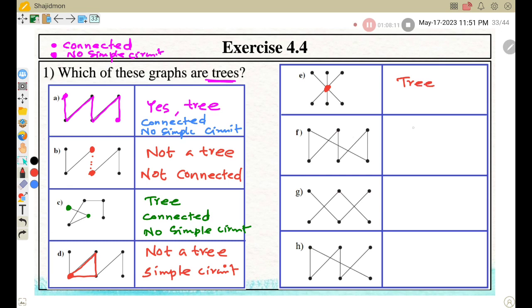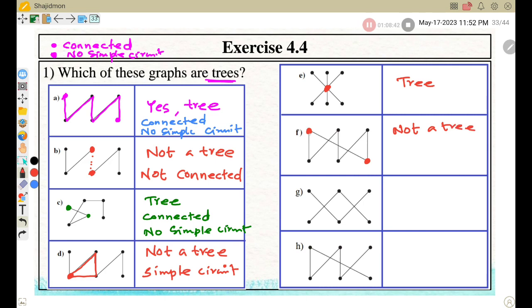What about F? F is a tree, correct? Because there is no simple circuit. See, this vertex and this vertex are connected, and there is no vertex here and here. So it is connected and there is no simple circuit also. Sorry, F is not a tree. We can say it is not a tree. Why is it not a tree?